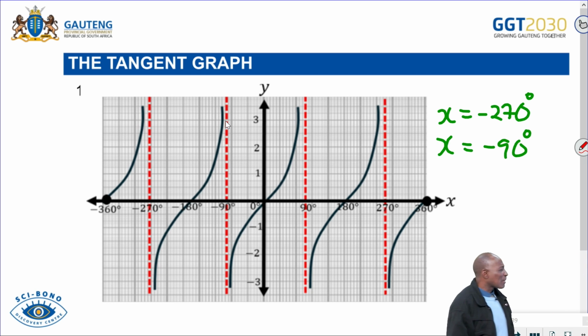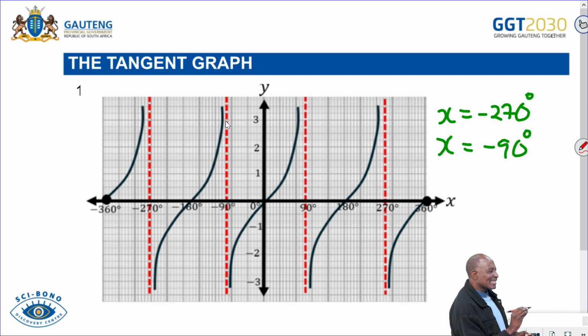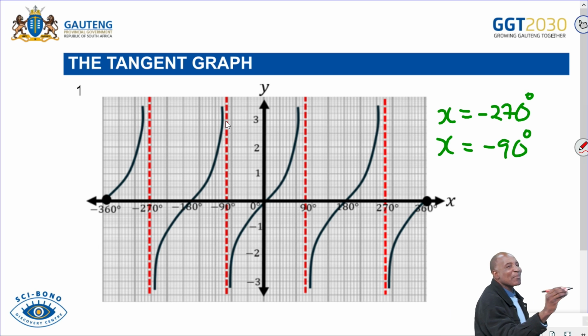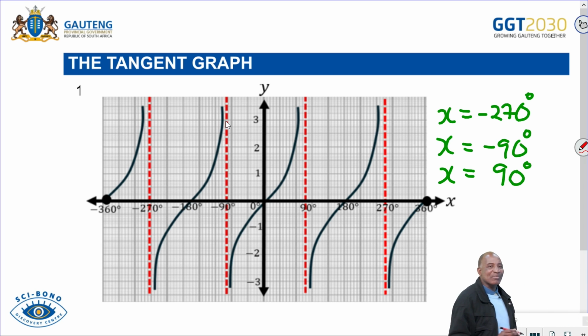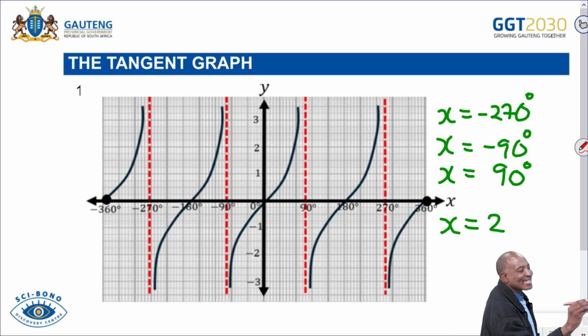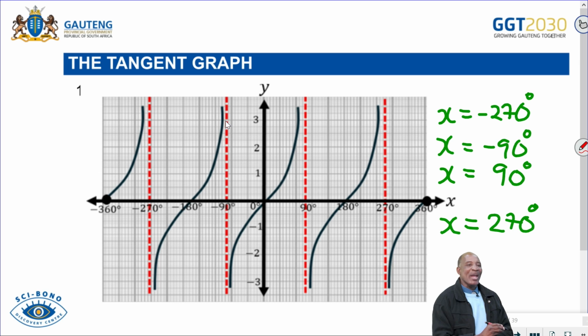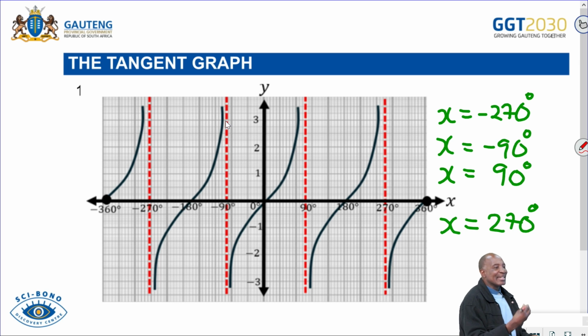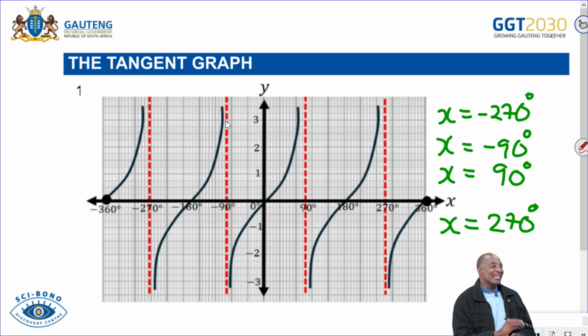Then we realize there is a pattern here. After every certain number of degrees, which in this case I see is about 180 degrees, the same line comes again. x is equal to positive 90 degrees now. It's another line of asymptote. There is no corresponding y value. And so on until we get to x equals 270 degrees in this domain. There are those 4 points where the y values don't exist. These are called lines of asymptotes. The graph won't cross those lines of asymptotes.